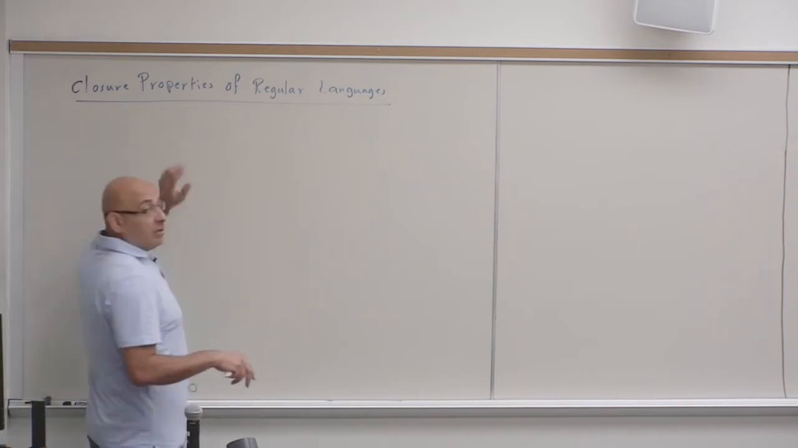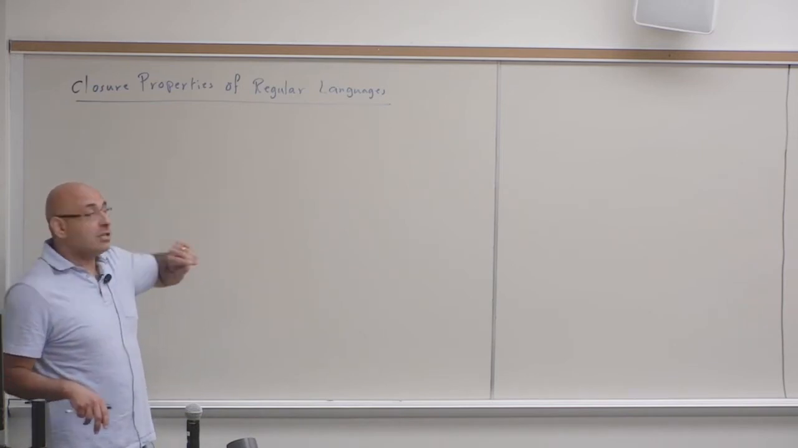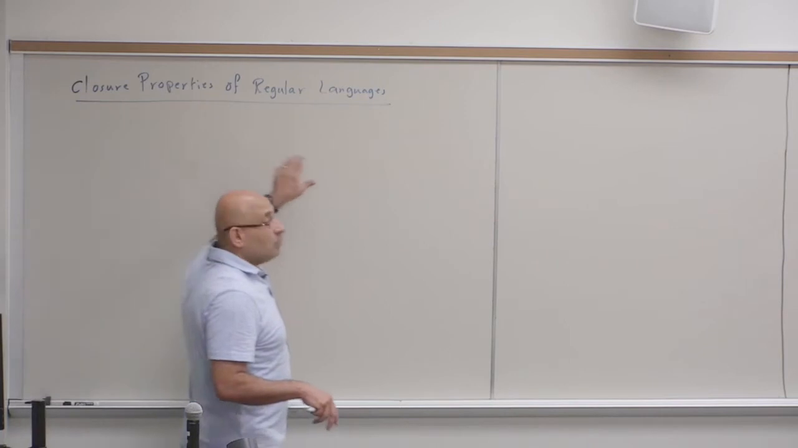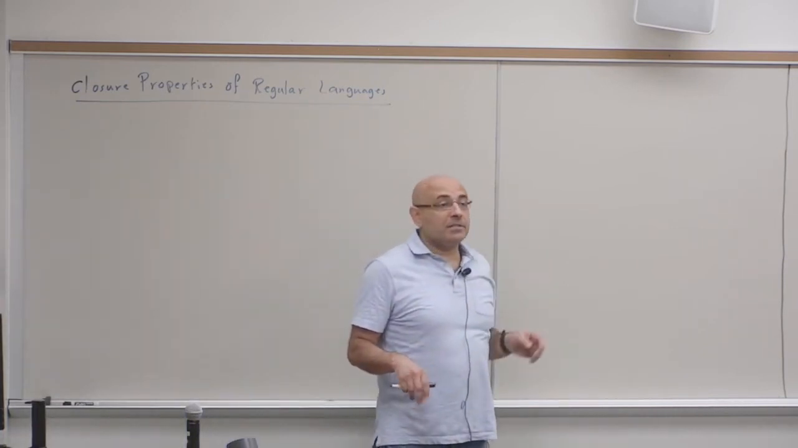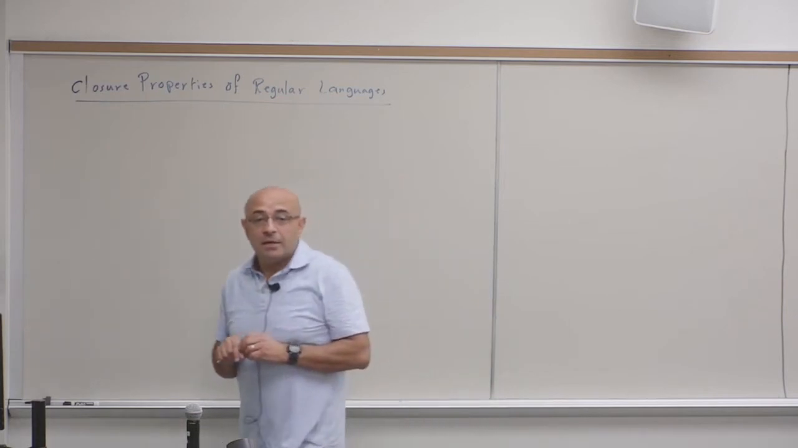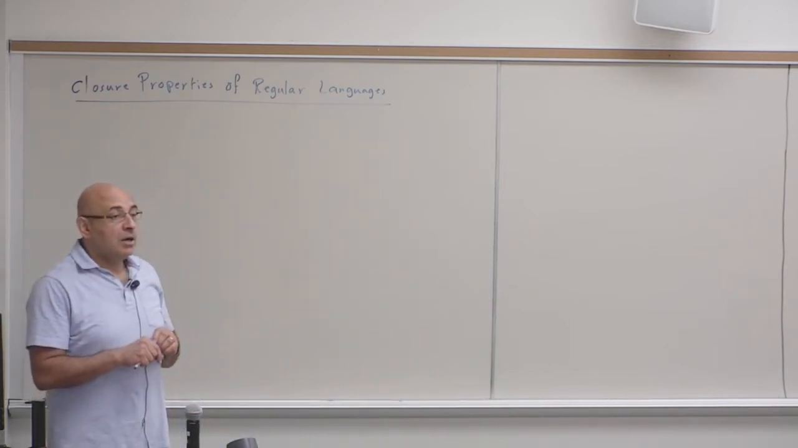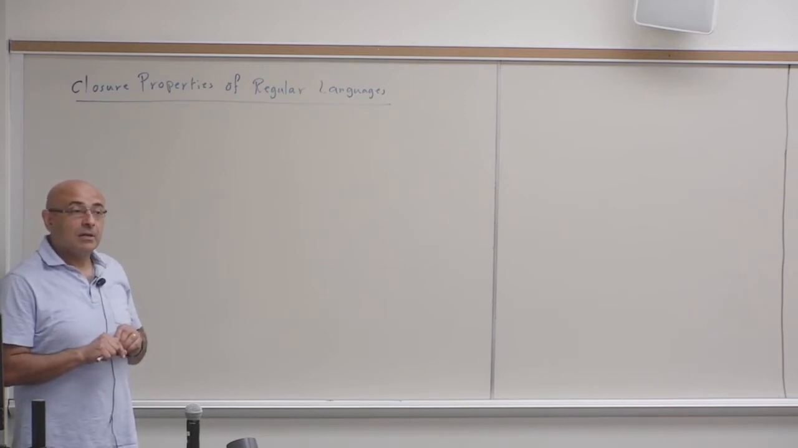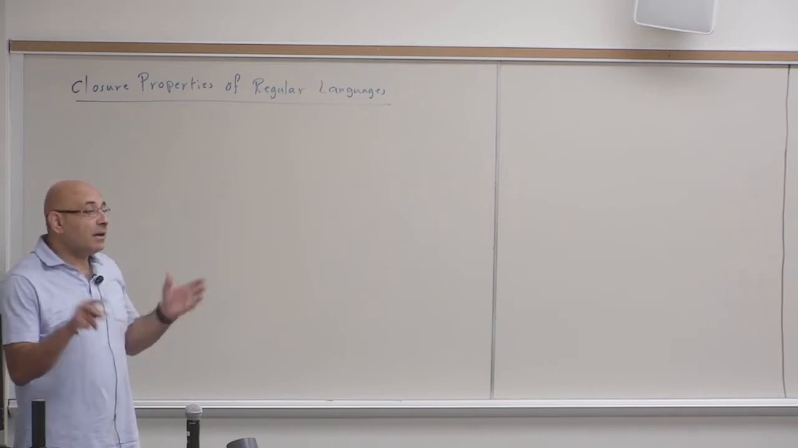So there is something that we didn't finish about closure properties of regular languages. What do we mean by closure properties of regular languages? We're trying to review what we did last time. What do we mean by closure properties? So regular languages, what are regular languages?